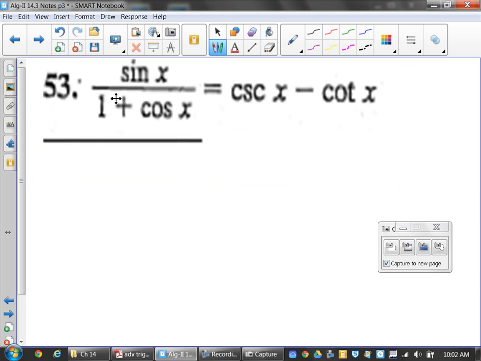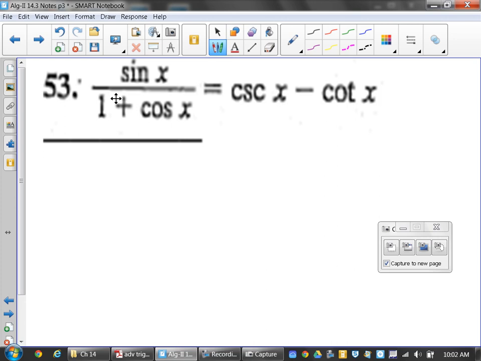Work on 53. So I have sine over 1 plus cosine. It's not 1 plus cosine squared, or 1 minus cosine squared, so I can't use the Pythagorean identity here. So when you have a 1 plus something or a 1 minus something, and your trig function isn't squared, what you want to do, usually, is multiply by your conjugate. What would the conjugate of 1 plus cosine be?